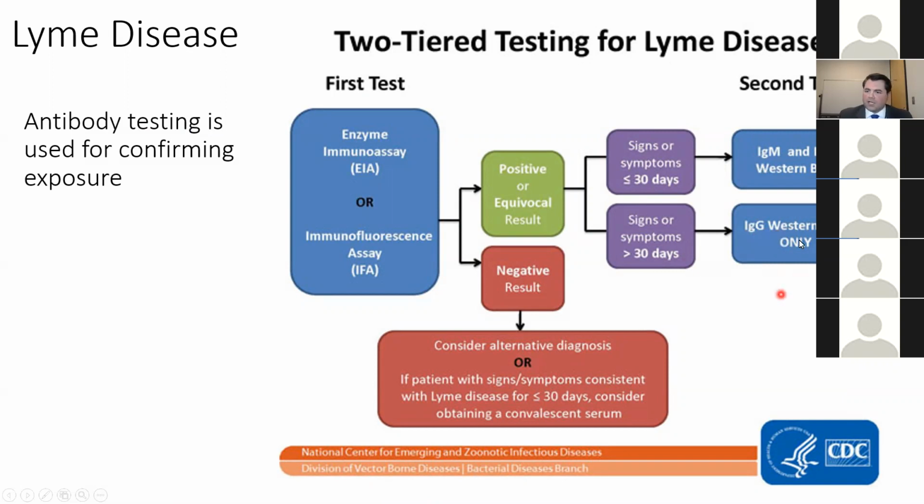So I kind of skipped ahead a little bit here. I'll go back. So this is the 2-tiered testing system for Lyme disease. You start out with doing an enzyme immunoassay, and if that's positive or equivocal, then you can go forward and consider testing serology with either IgG and IgM or IgG alone.